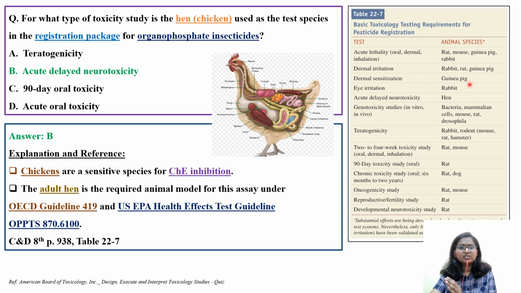Here in option C also you can see the 90-day oral toxicity study. Here you can see 90-day oral toxicity is rat. So here it would have been rat and rabbit. Here it is 90-day oral toxicity, again rat. Acute oral toxicity is based on the route of administration, oral, dermal, inhalation, again rat, mice, guinea pig, rabbit will be there. So this was the explanation given by ABT. Let's dive into more detail, all the related information and the concepts related to this particular question.